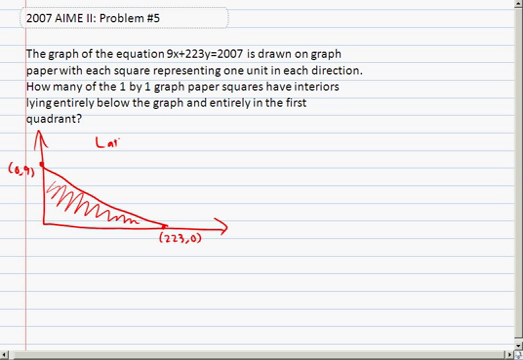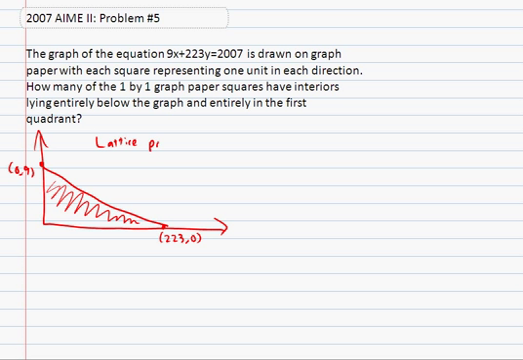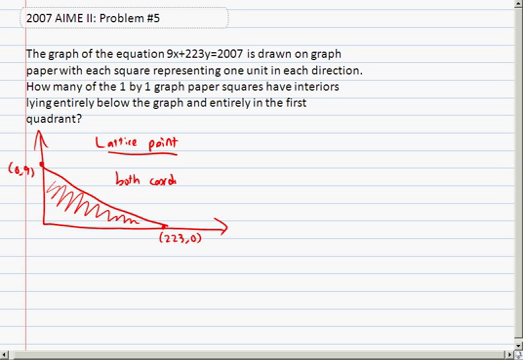So first of all, for those of you who are unfamiliar with the term lattice point, a lattice point is basically a point where both coordinates are integers. So that means, for example, (1, 1) is a lattice point. (1, 1/2) is not a lattice point because 1/2 is not an integer. So we basically just have to count the number of interior lattice points that are inside this triangle.